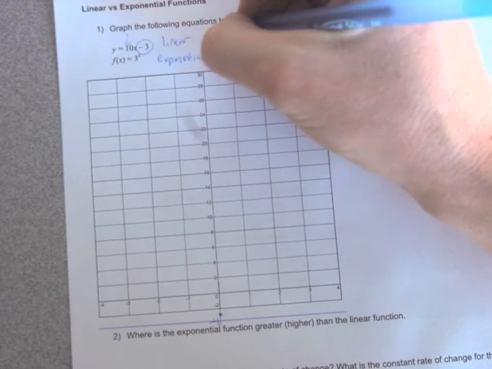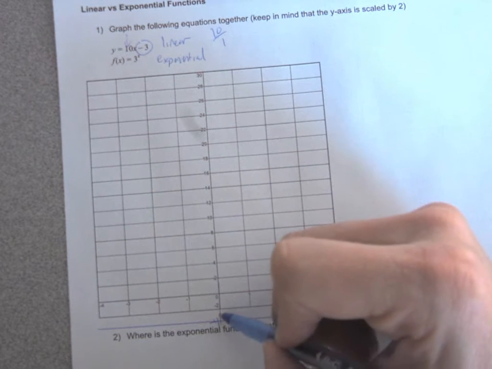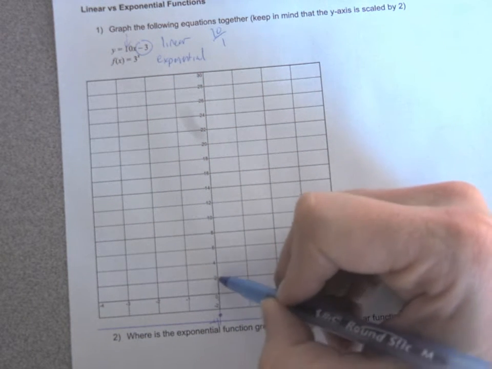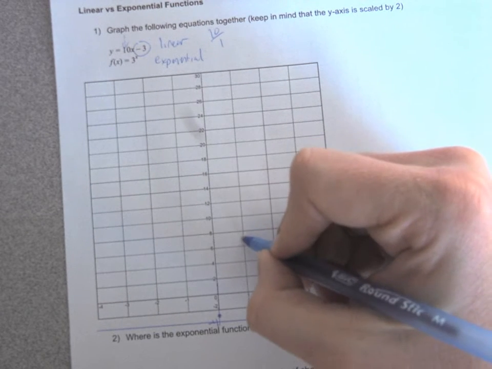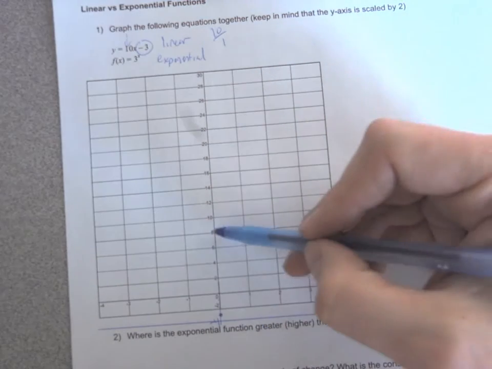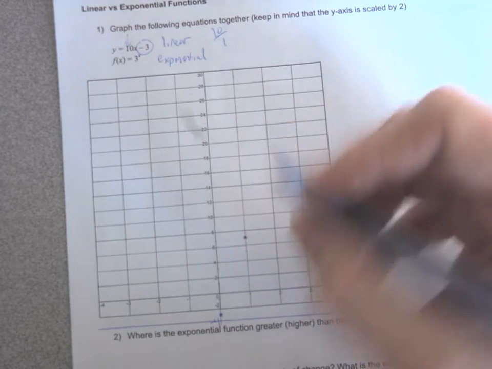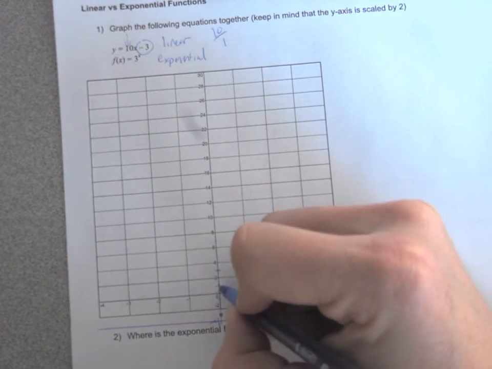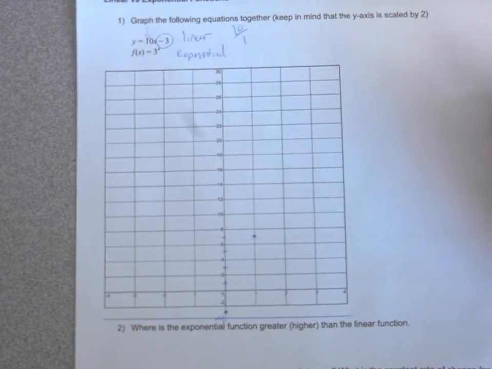Now this is the slope, right? 10 or 10 over 1. So this goes up 10, right 1, up 10, right 1, up 10, right 1. If I'm at negative 3 and I go up 1, 2, 3, 4, 5, 6, 7, 8, 9, 10, and over 1, I'm going to be here at 1, 7. Now remember, these are going by 2's, so don't count 1, 2, 3, 4, because that's not going to work. You get 1, 2, 3, 4, 5, 6, 7, 8. This is scaled by 2's.